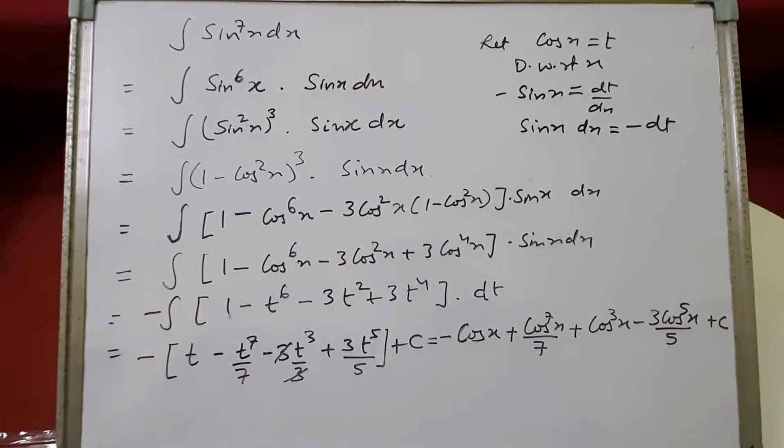So when we integrate 1, we'll get t. We integrate t to the power 6, we'll get minus t to the power 7 upon 7, minus 3t cube upon 3, 3 will get cancelled, plus 3t to the power 5 upon 5. Multiply the minus inside and substitute the value of t as cos x. We'll get minus cos x plus cos to the power 7x upon 7 plus cos cube x minus 3 by 5 cos to the power 5x plus c. So this will be the answer of this sum.